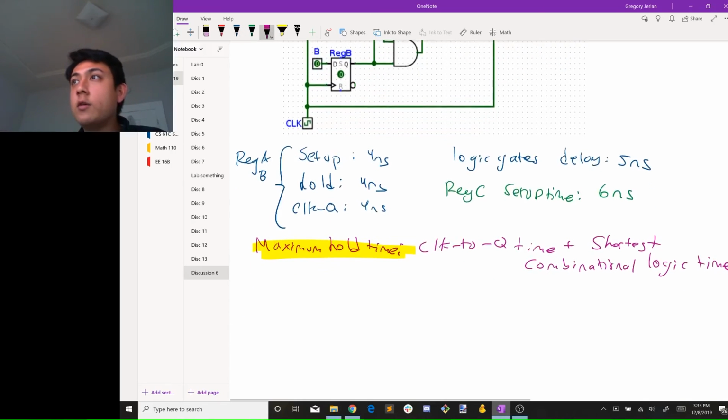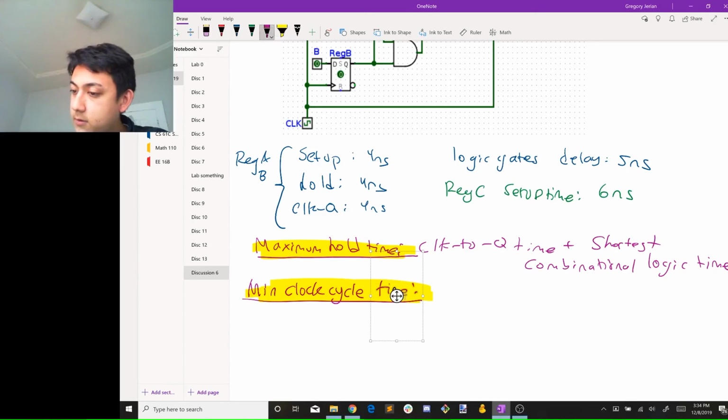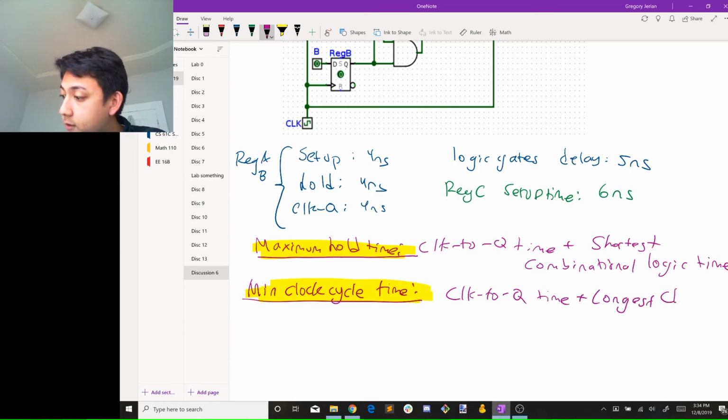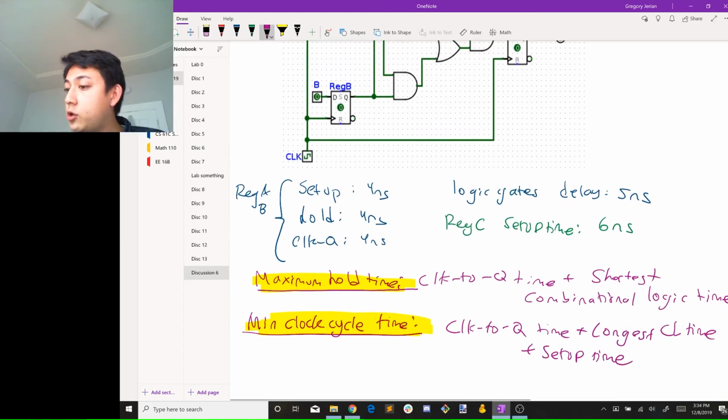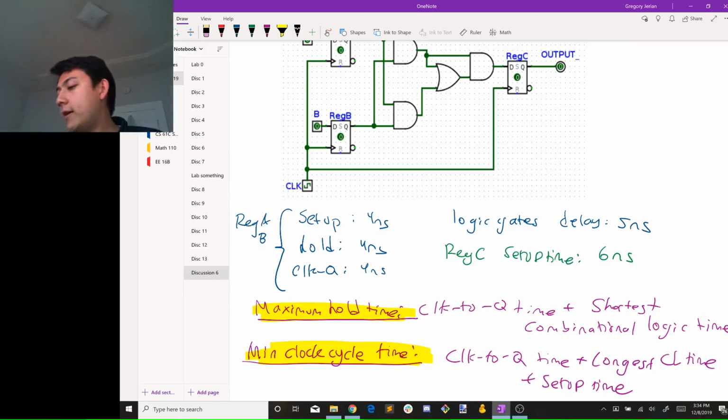We also have a formula for the minimum clock cycle time. The minimum clock cycle time is the clock to queue time plus the longest combinational logic time plus the setup time. So what does that mean? Instead of finding the shortest path, we would find the longest path. And now we also have to add the setup time as well. So this whole thing sort of makes sense.